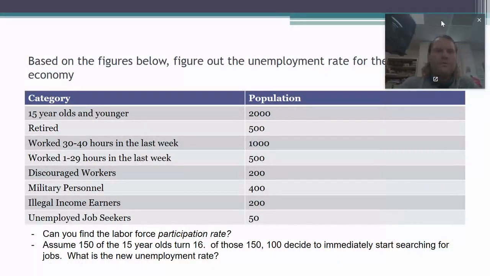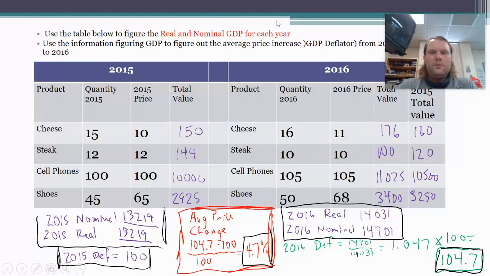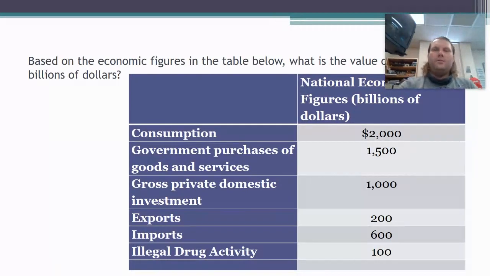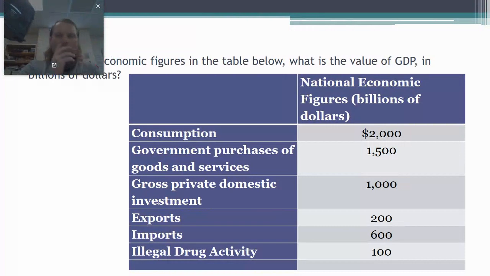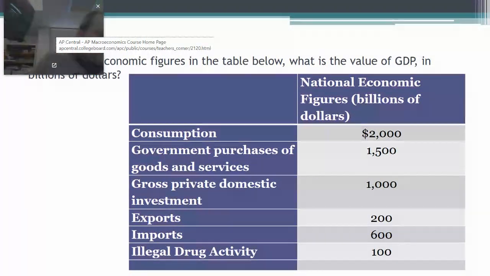So for this first one here, we're simply figuring out our GDP. So take a second. Okay, you're figuring out the GDP. It says list it in billions of dollars. Pause it, write down your answer, and see what you come up with.